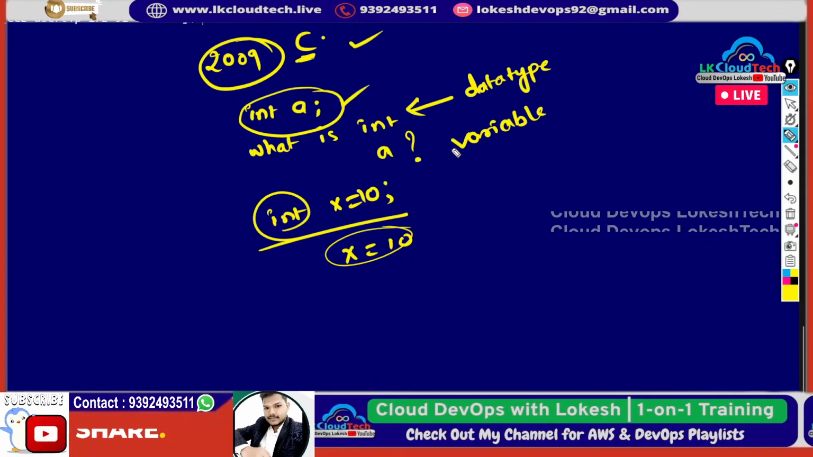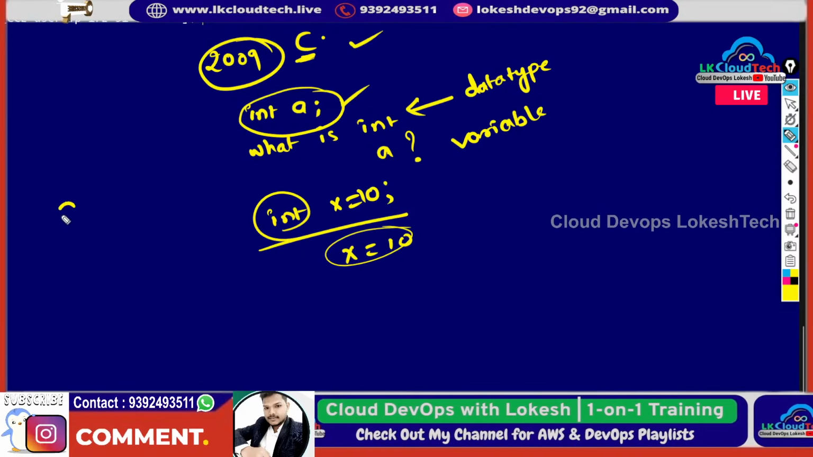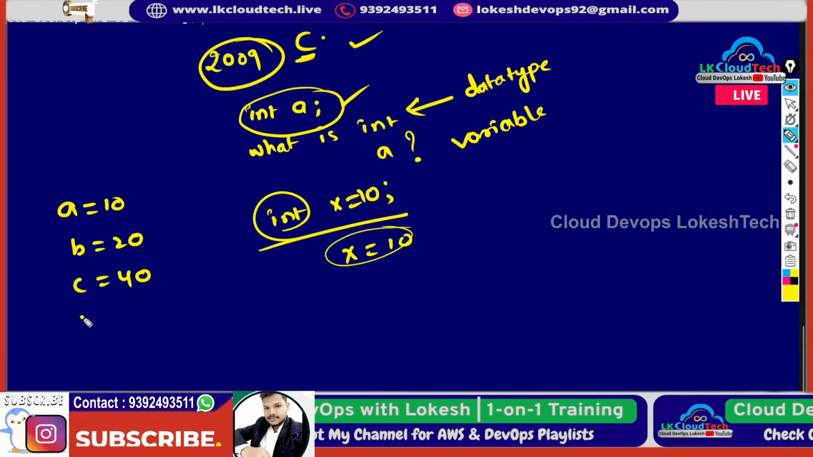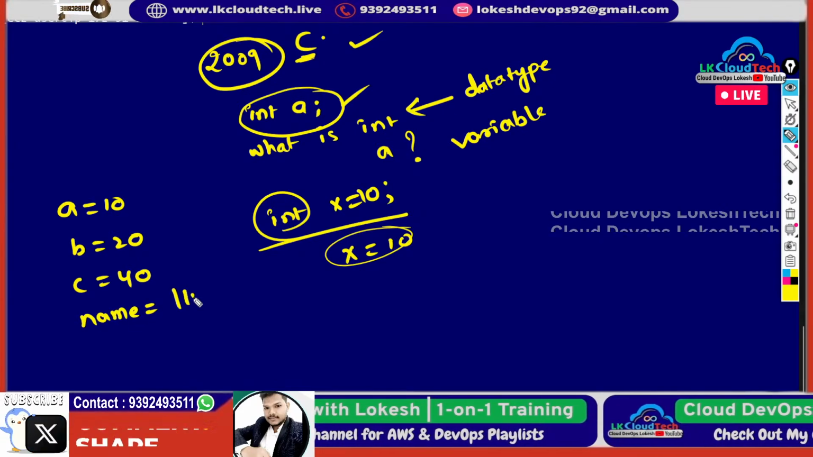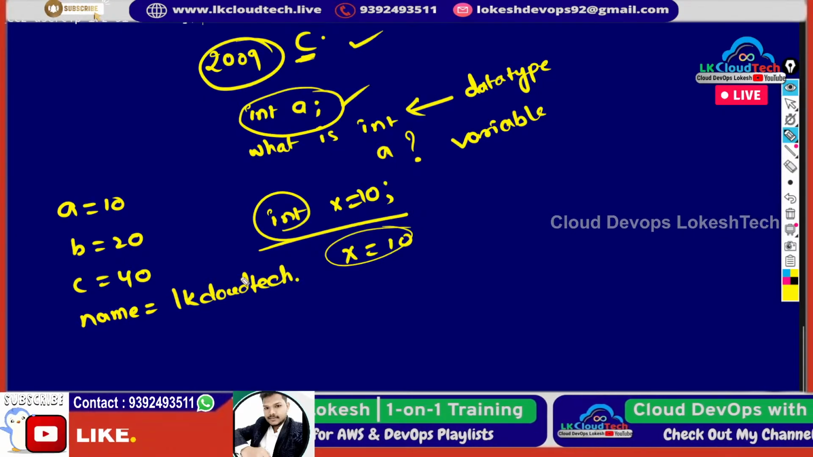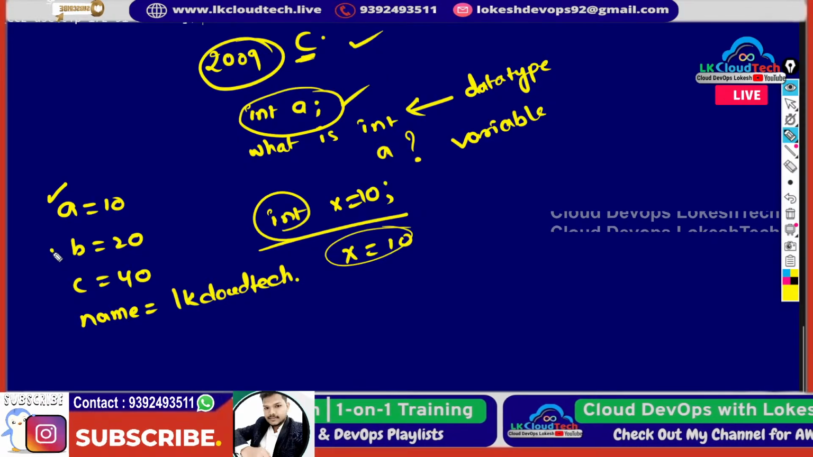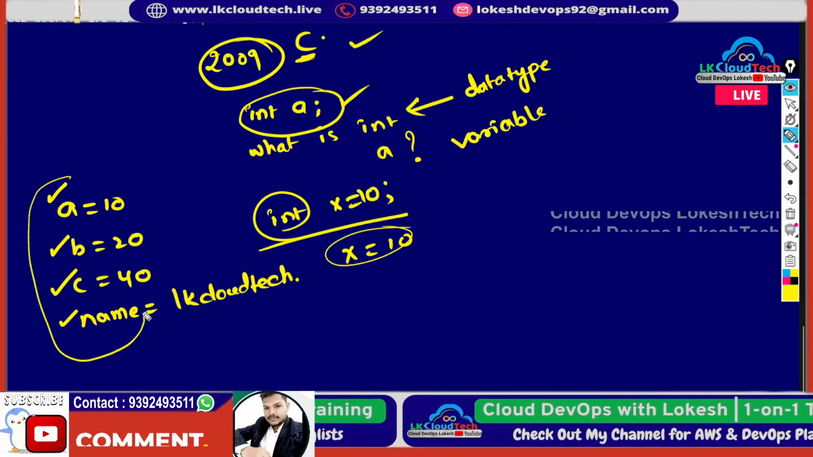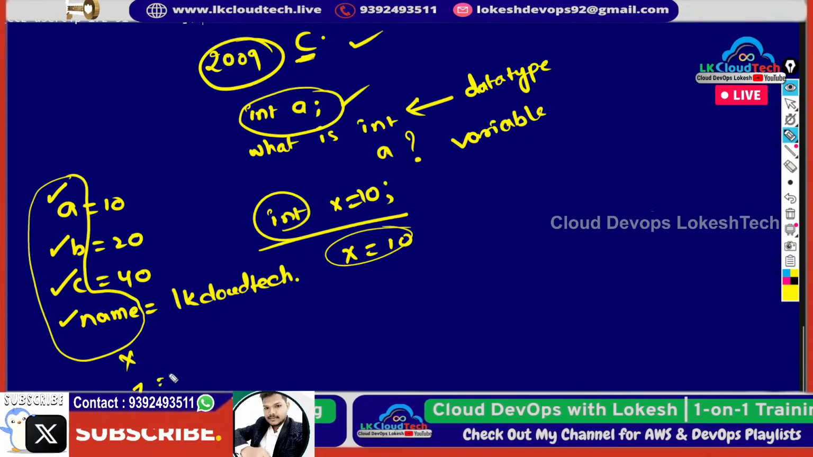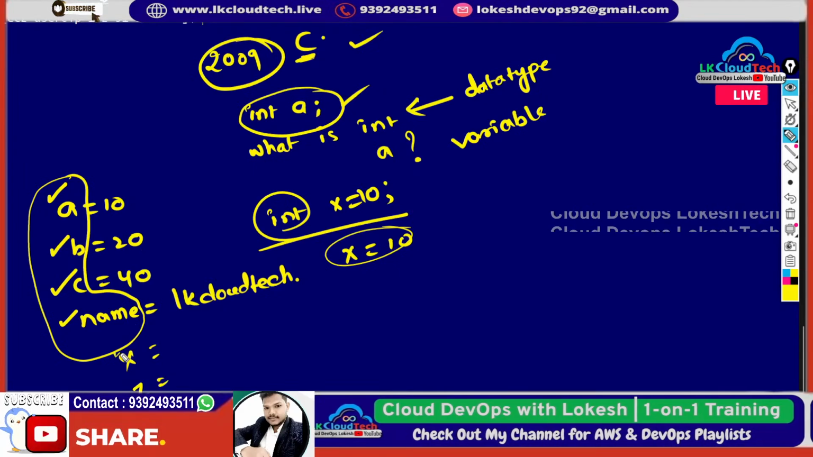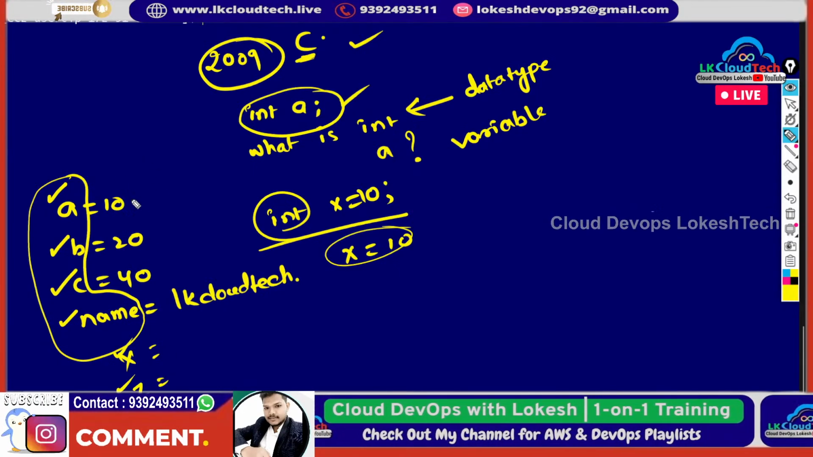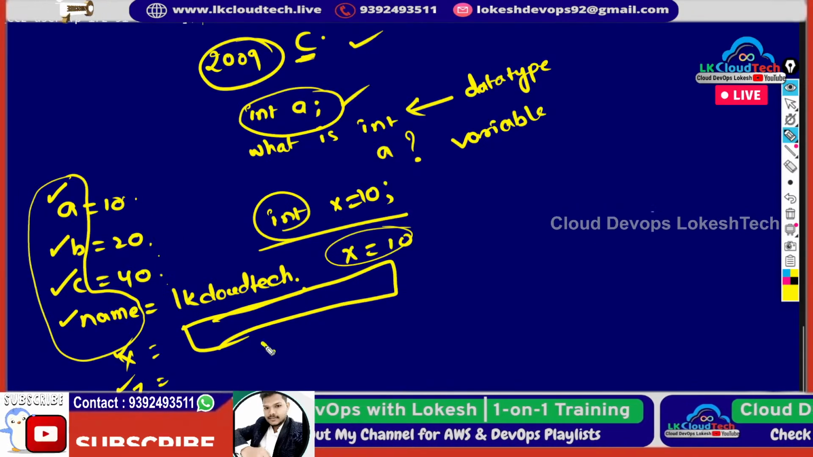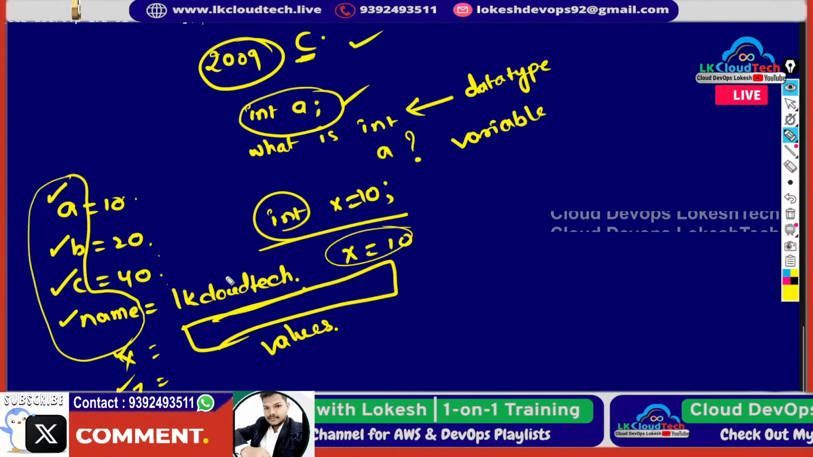In shell scripting, how do we define a variable? Simply like this, for example: a=10, b=20, c=40, name=lk cloud tech. Here a is a variable, b is a variable, c is a variable, name also is a variable. It doesn't matter what you keep here; if you want to take x, you can, or z. So you are declaring that x is a variable, z is a variable. But 10, 20, 40 and lk cloud tech are values, and it doesn't matter what characters you keep inside. In shell scripting you have to define like this.